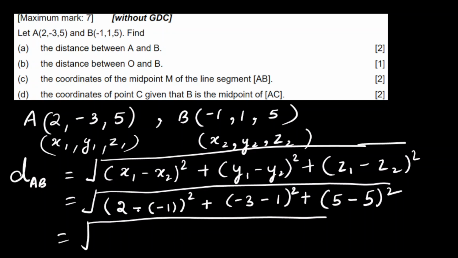So 2, -1 and this negative sign. So negative and negative all together it will become plus. So 2 plus 1 is 3. 3 square we can write as 9 plus -3 and -1. Minus minus plus with a negative sign. So this is equals to -4. 3 plus 1 is 4 with a negative sign.